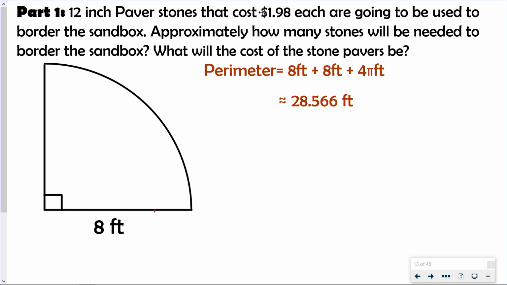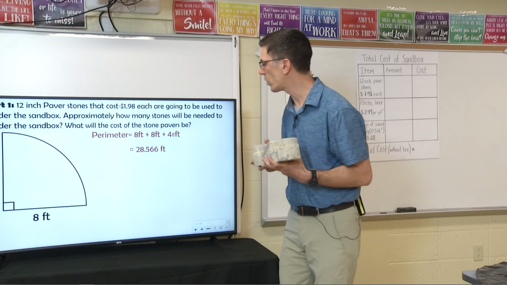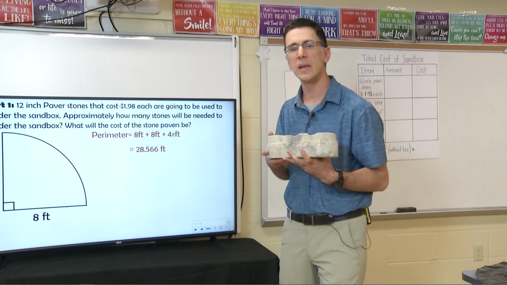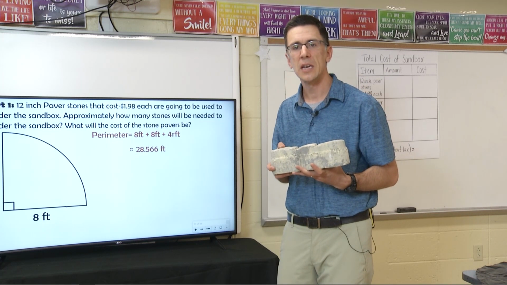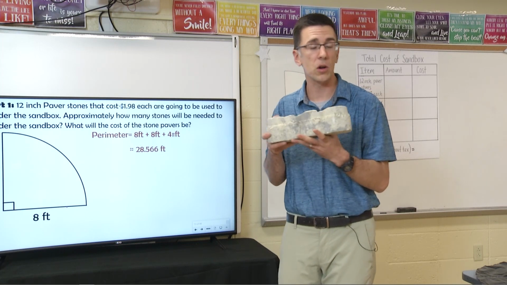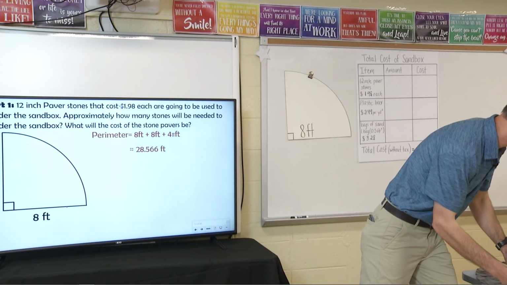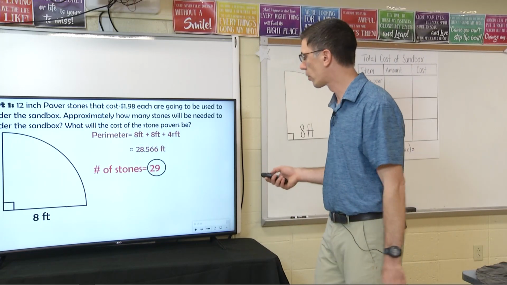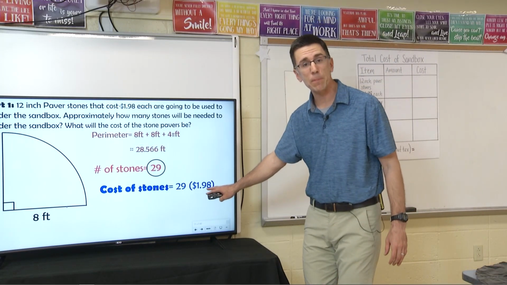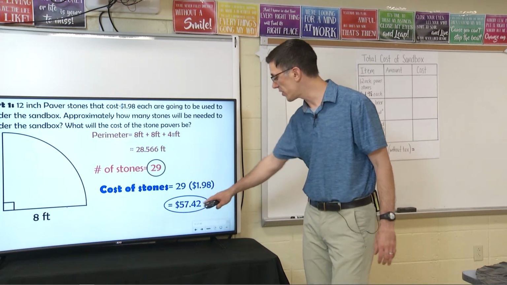So now we have the perimeter of this sandbox, and we are going to border this sandbox with these stones here. Each stone is 12 inches in length, which is 1 foot. So that's some pretty easy math here, but we won't be able to cut these stones at all. So we always want to round up to the nearest whole number of stones. So if we have a perimeter of 28.566, that is going to be approximately 29 stones. Now the next part of this question is, what will these cost? We are just going to take 29 stones and multiply that by $1.98 per stone, and that brings us to $57.42.